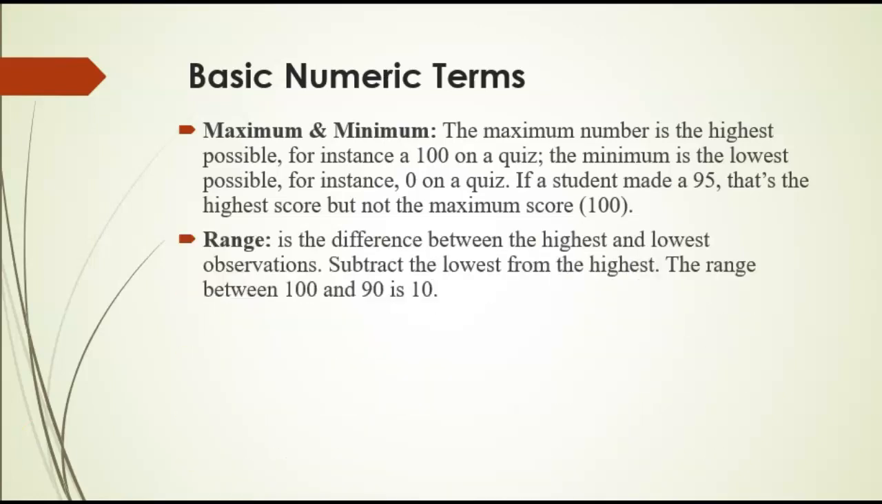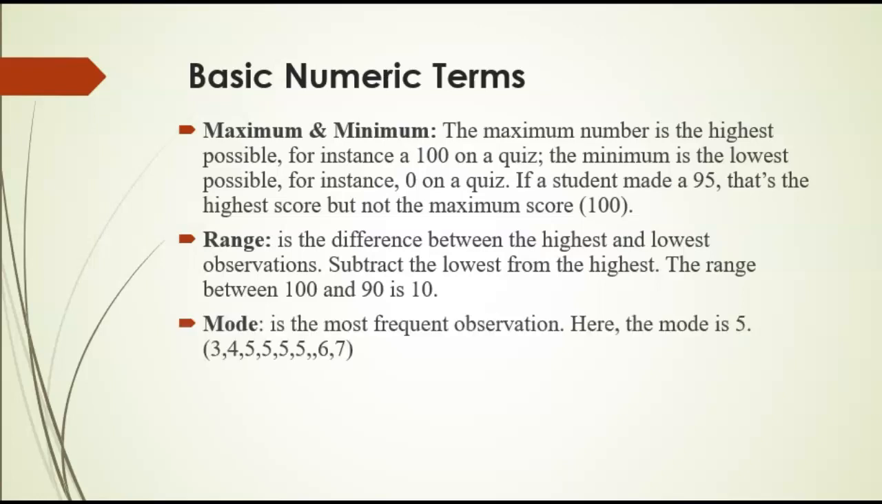Range is the difference between the highest and the lowest observations. Subtract the lowest from the highest, the range between 100 and 90 is 10. Mode is the most frequent observation. Here in this example, with all these numbers in the parentheses, the mode is 5.